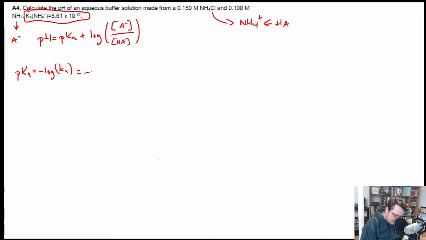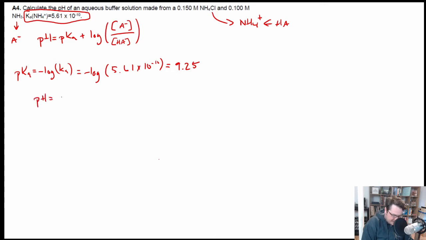So we have the negative log of 5.61 times 10 to the negative 10. Plug that into our calculator, and what we get in this scenario is a pKa equal to 9.25. So we have the pKa now, and we have those two other values. To calculate the pH, we can just plug in our values that we have right here.